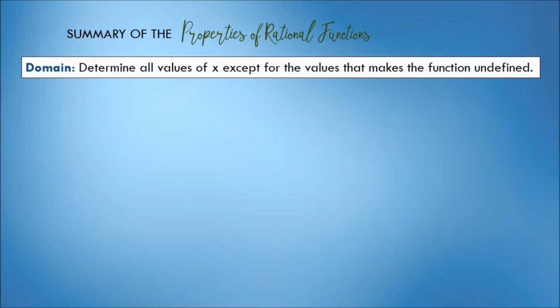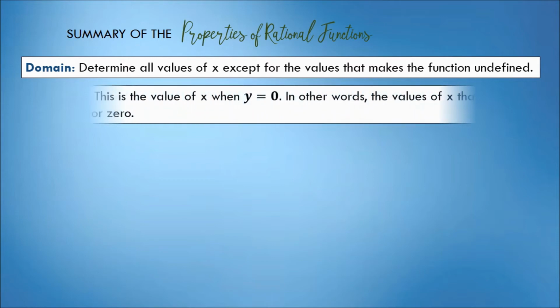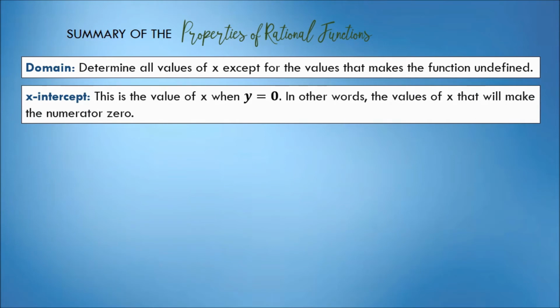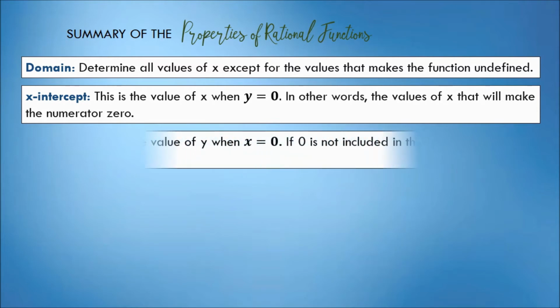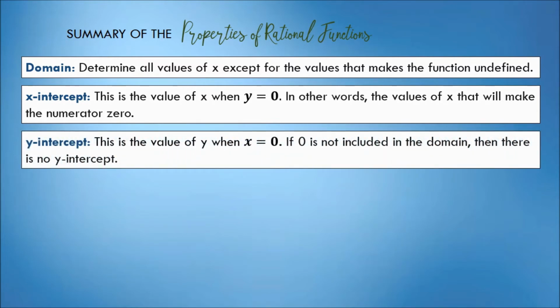Remember, the domain of rational functions are all possible values of x, except for the values that make the function undefined. Next, the x-intercept is the value of x when y is equal to 0. In other words, the values of x that will make the numerator 0. Then, the y-intercept is the value of y when x is equal to 0. If 0 is not included in the domain, then there is no y-intercept.